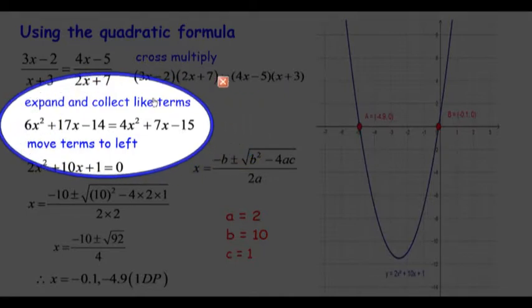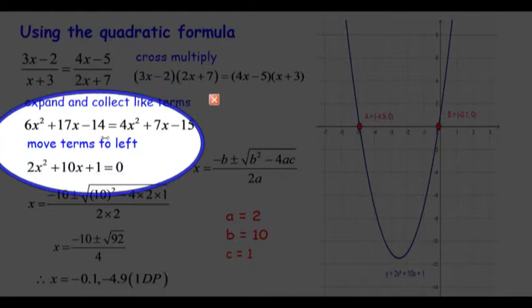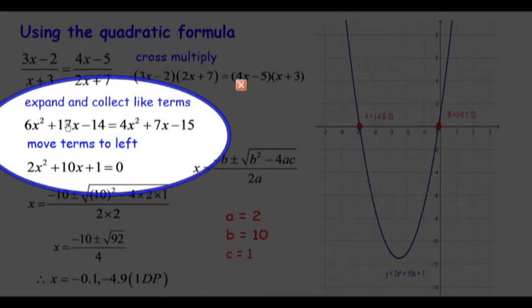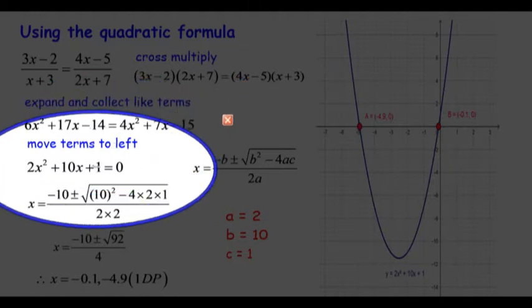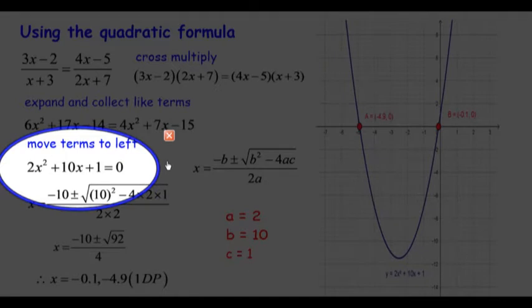Now we need to move all our terms over to the left, and how we do that is to subtract the ones on the right hand side off the left hand side. So it becomes 6x squared minus 4x squared, which is 2x squared. Then we have 17x minus 7x, which is just 10x, and the minus 15, when you put it onto the other side, becomes a positive 15, minus 14 is 1. So this is our quadratic equation: 2x squared plus 10x plus 1.